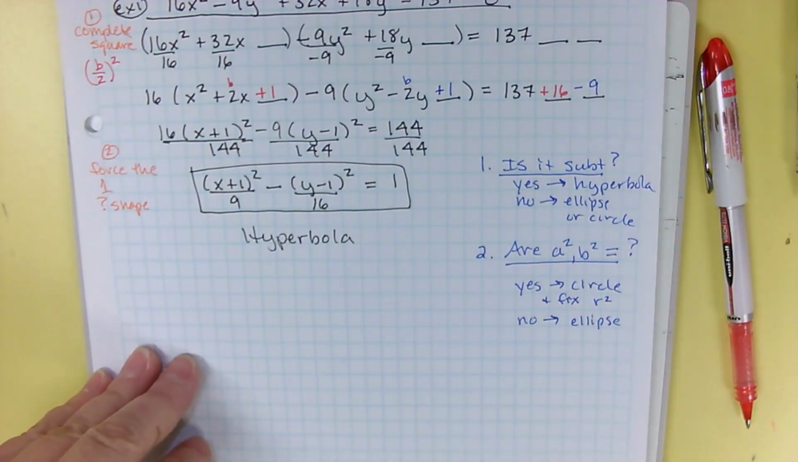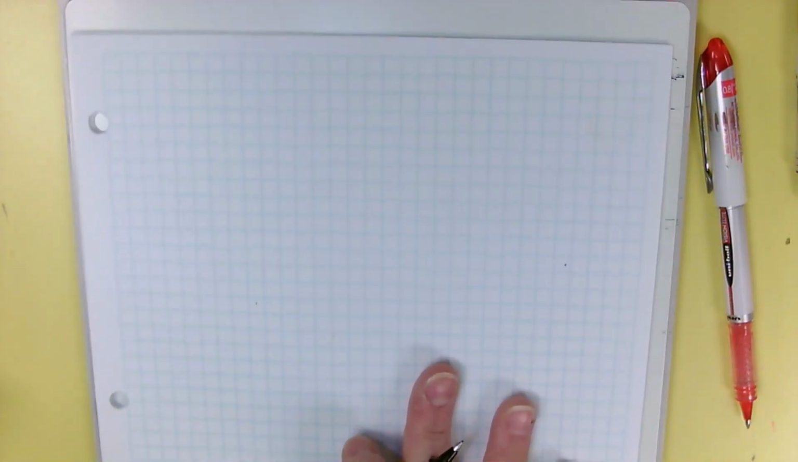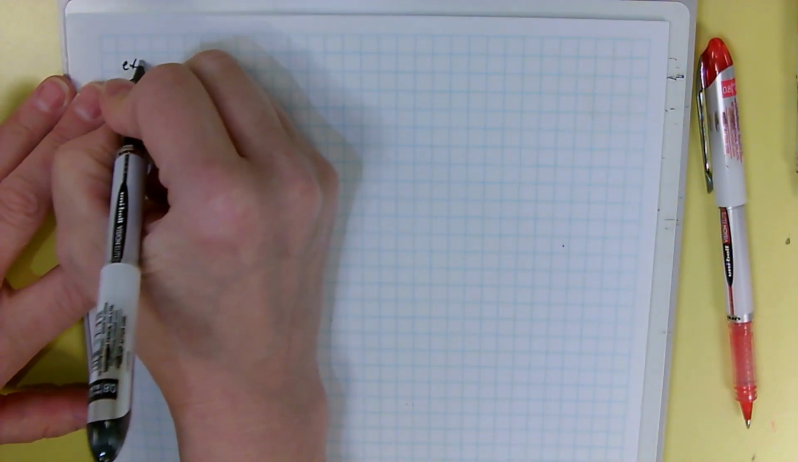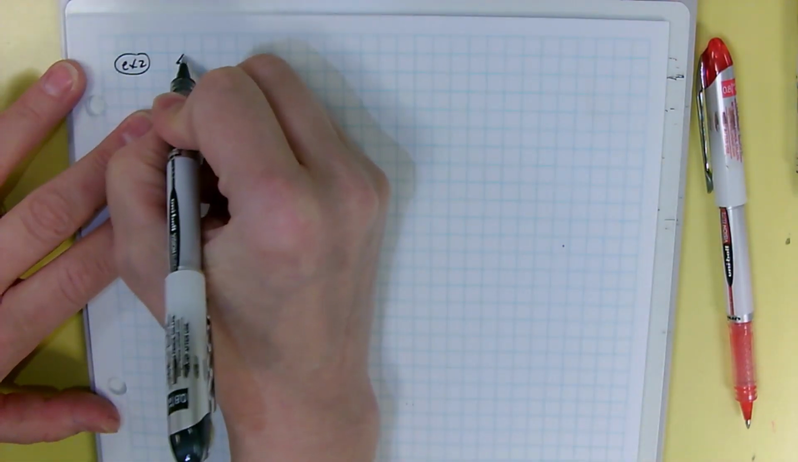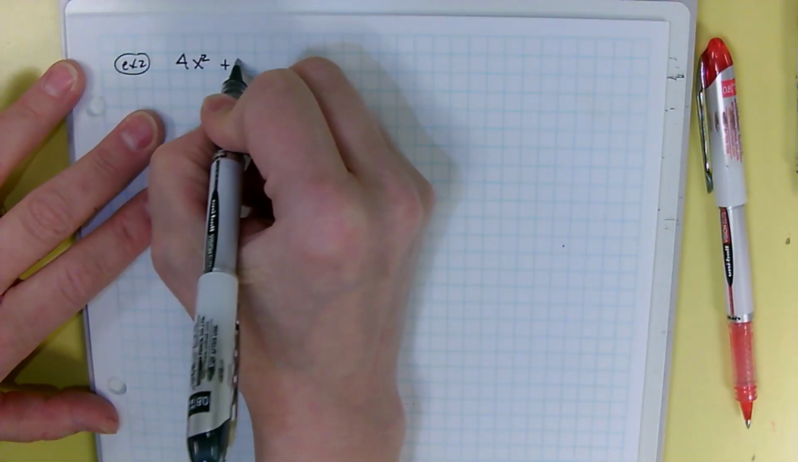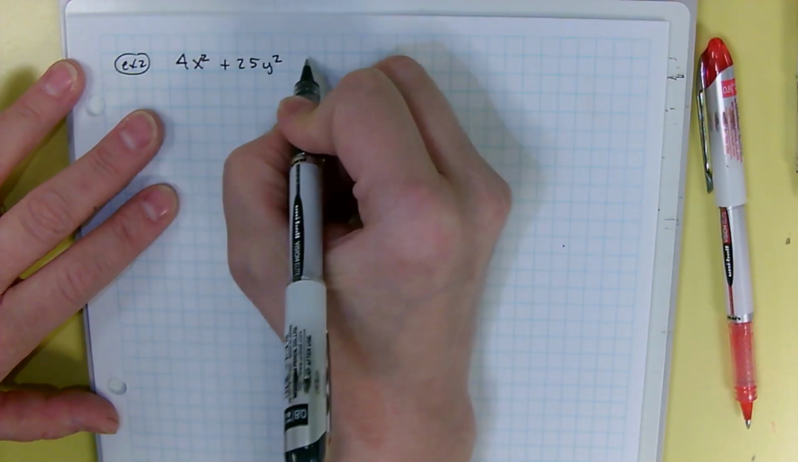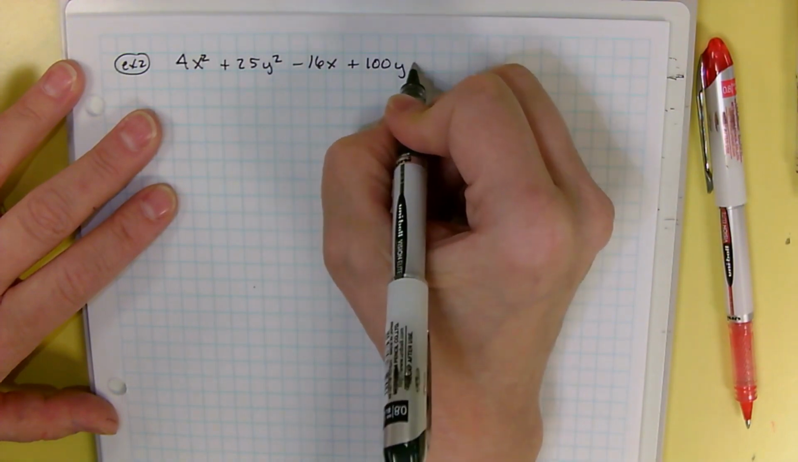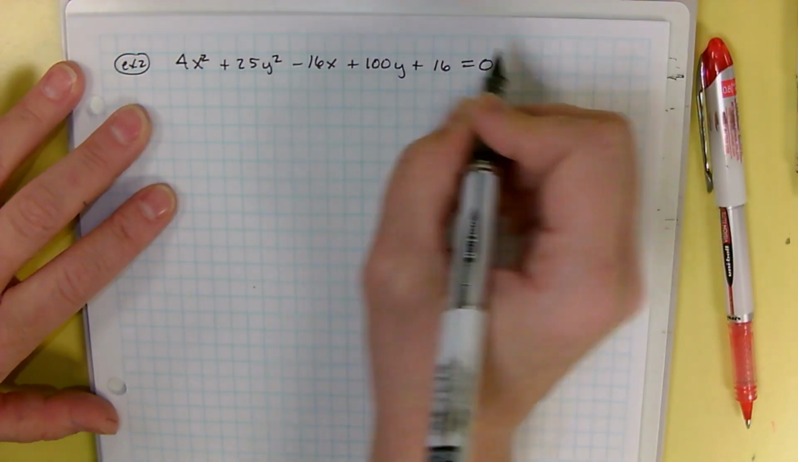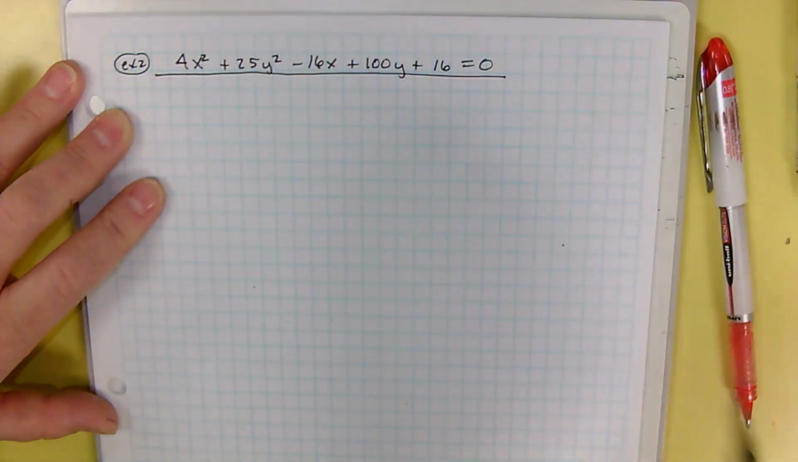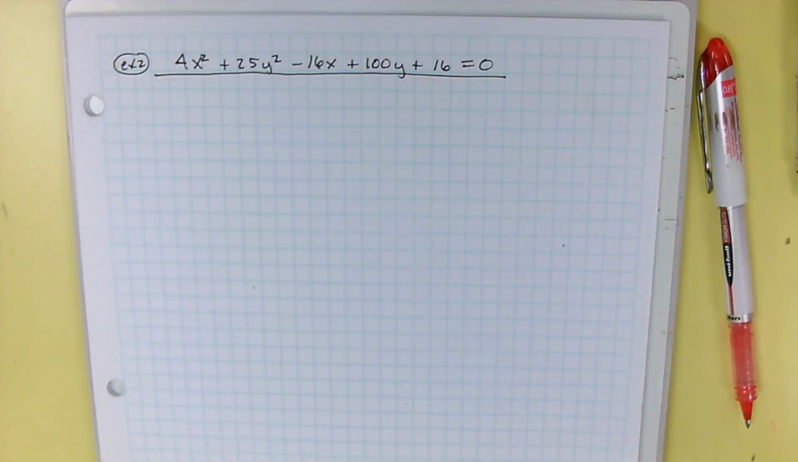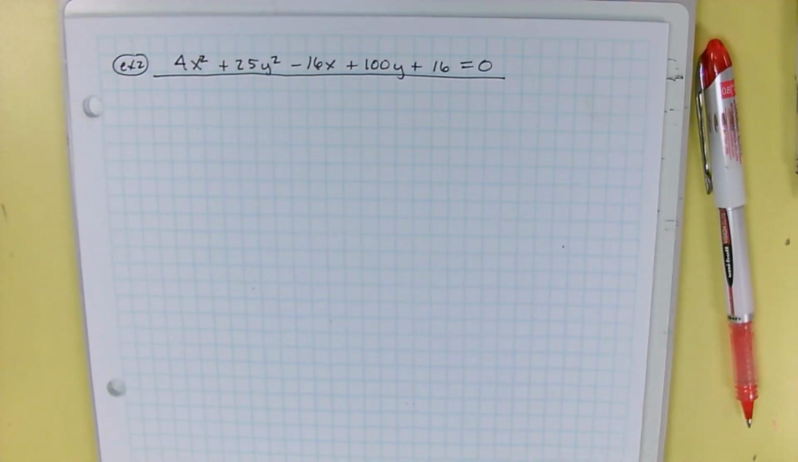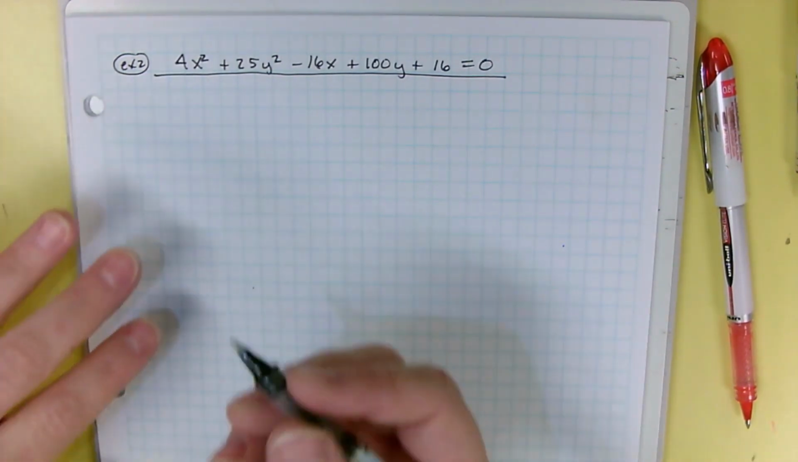All right, so let's do another example. Example 2: 4x squared plus 25y squared minus 16x plus 100y plus 16 equals 0. All right, so the one thing all of them have in common is a perfect square for x and y. So that's the first thing we're going to do.